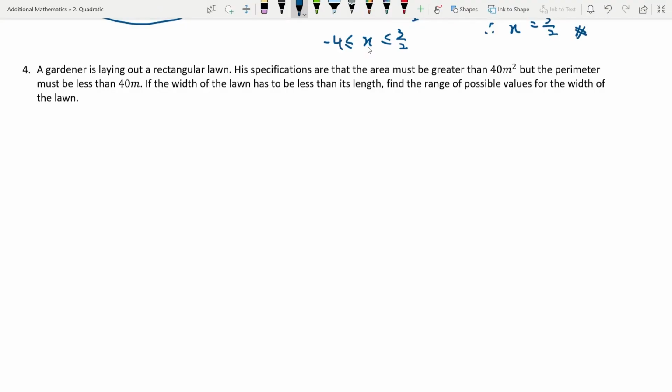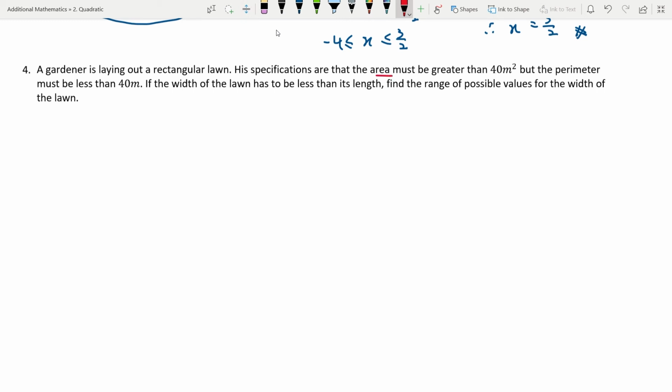Question 4. A gardener is laying out a rectangular lawn. His specifications are that the area must be greater than 40 meters square, but the perimeter must be less than 40 meters. If the width of the lawn has to be less than its length, find the range of possible values for the width of the lawn. Here we have a few pieces of information.